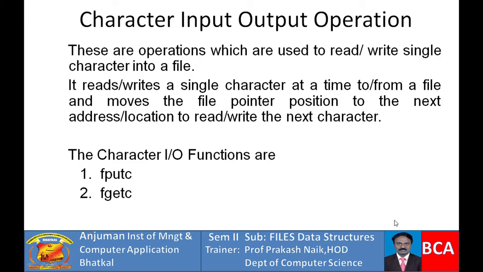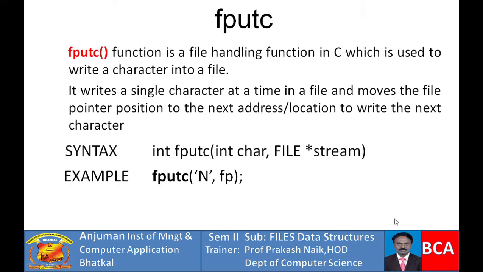Now to do this, we need certain functions which are called input-output functions. The functions that we are going to use are fputc and fgetc. Let me come to fputc. File put character is a file handling function in C which is used to write a single character at a time to a file and move the file pointer position to the next address so that we can write the next character.